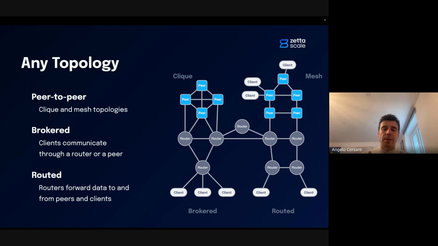Okay. We have routers. Our routers are software routers. This software, by the way, I don't know if any of you is using our DDS bridge or ROS2 bridge, or the DDS plugin or ROS2 plugin for the Zenoh router.